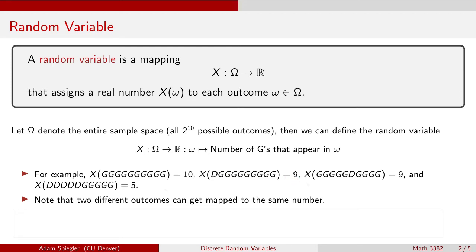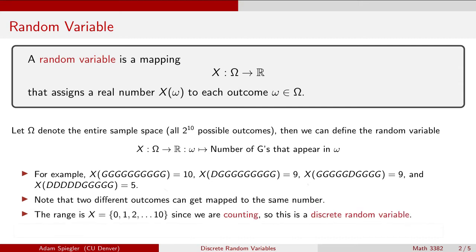And secondly, in this example, since we're counting how many good batteries we have, the range is 0, 1, 2, 3, 4, all the way up to 10. So in this case, when we're counting, our range is a discrete set of values. Therefore, we would call this a discrete random variable.